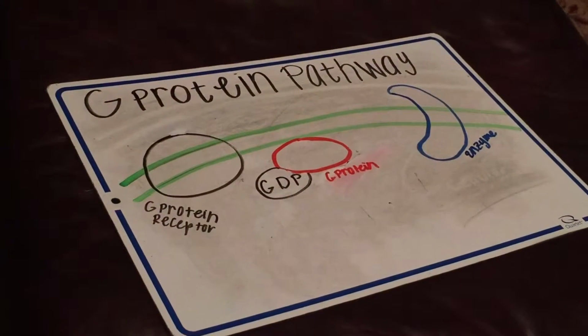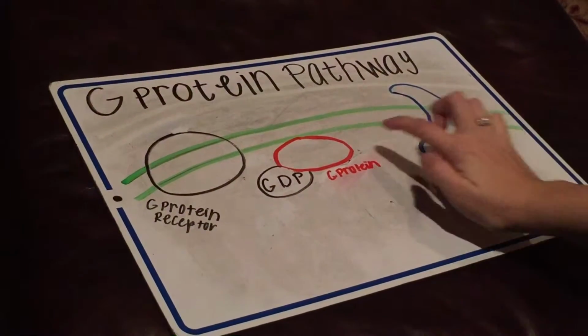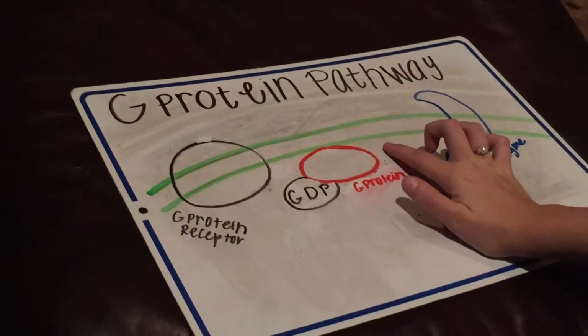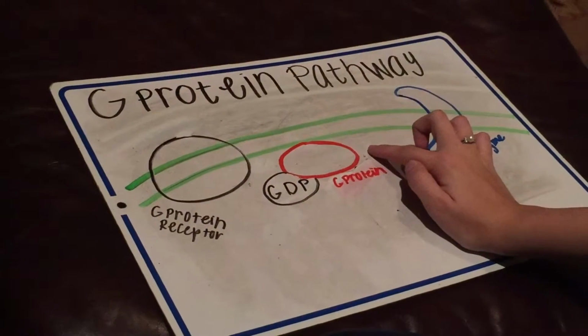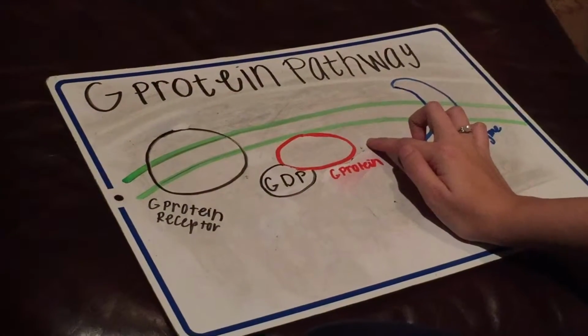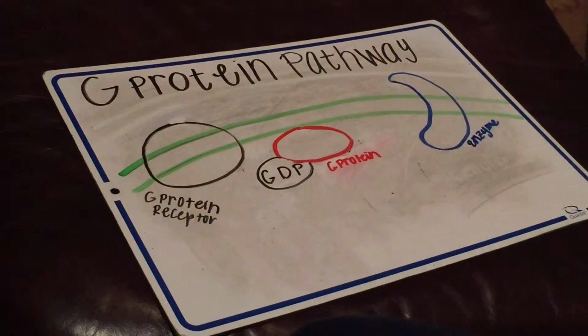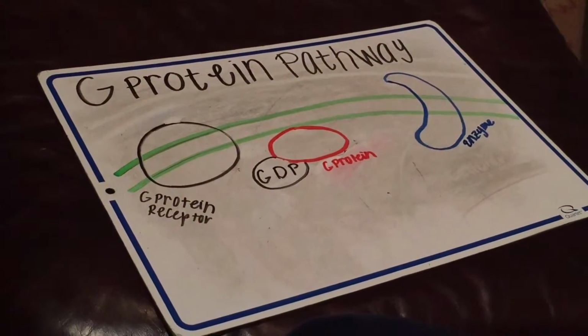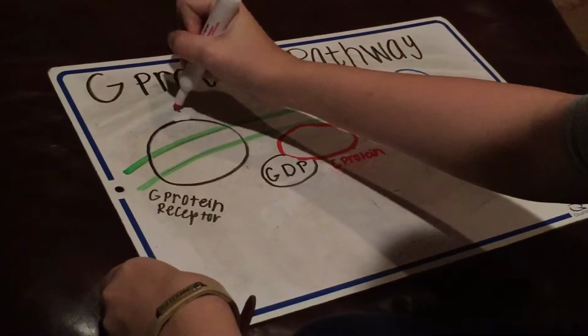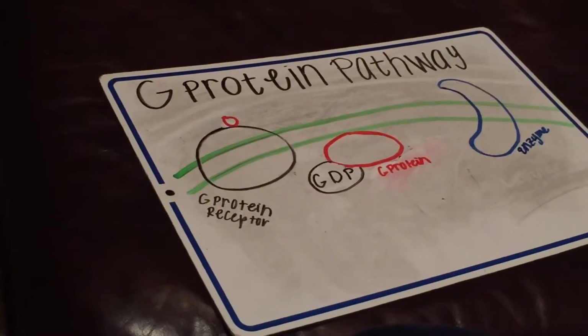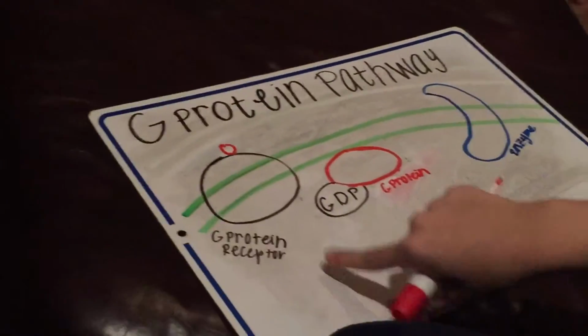So firstly, we have a G protein loosely attached to the cell membrane. This acts as an on-off switch. When GDP is bound, the G protein is inactive. When a ligand attaches to the receptor here, it becomes active and changes shape.